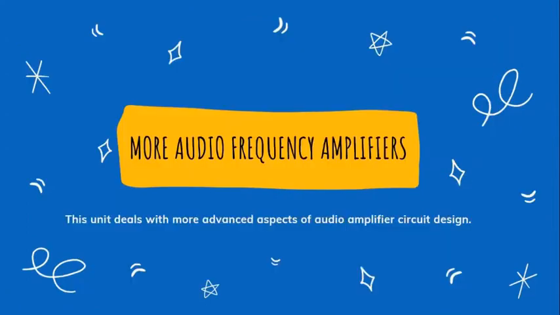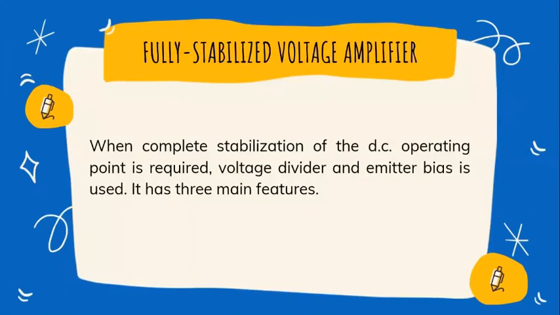Fully stabilized voltage amplifier. When complete stabilization of the DC operating point is required, voltage divider and emitter bias is used. It has three main features.